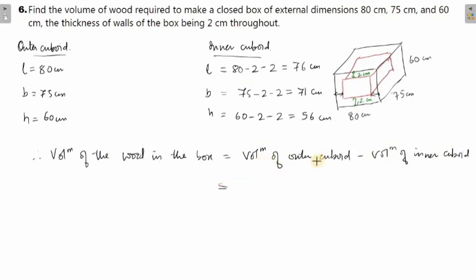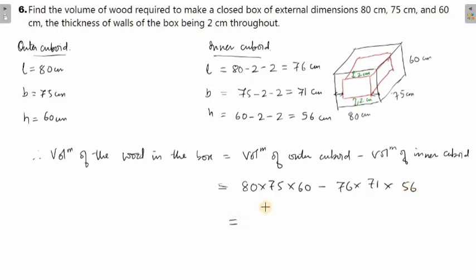Now the volume of the outer cuboid is L into B into H. For the outer cuboid, L into B into H will be 80 into 75 into 60, minus the volume of the inner cuboid. For the inner cuboid, length is 76, breadth is 71 and height is 56. So you just need to calculate this.